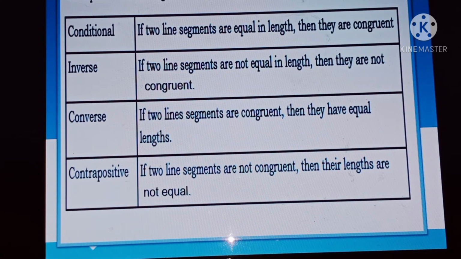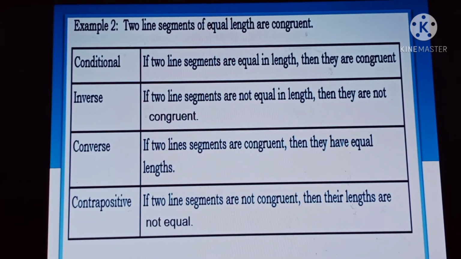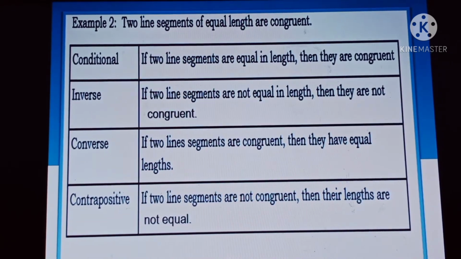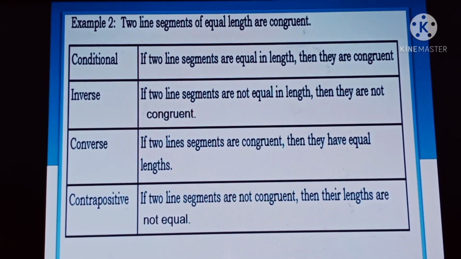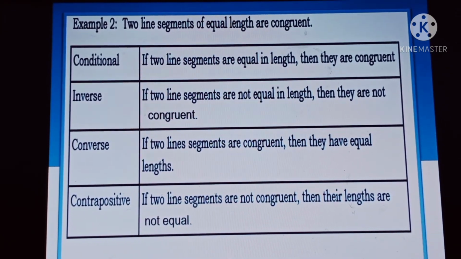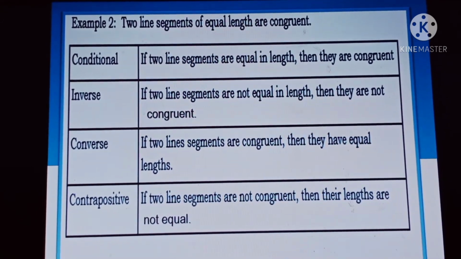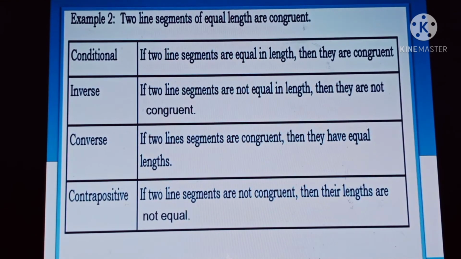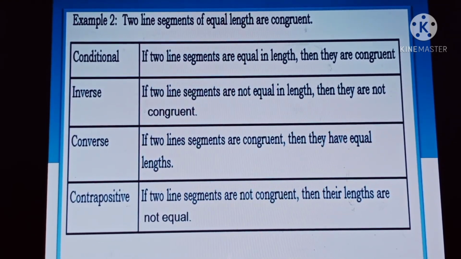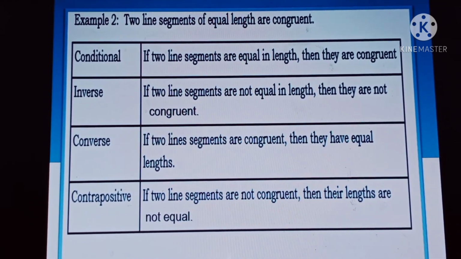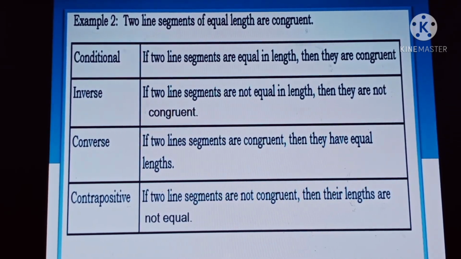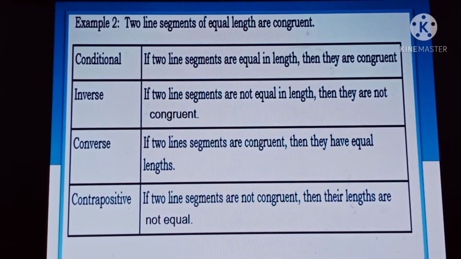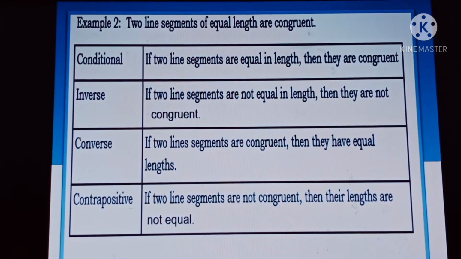Okay, let's have example 2. Two line segments of equal lengths are congruent. Conditional: if two line segments are equal in length, then they are congruent. Inverse: if two line segments are not equal in length, then they are not congruent. So, yun yung inverse. Parehas tayo ng hypothesis at conclusion, nilagyan lang ng not para sa inverse.